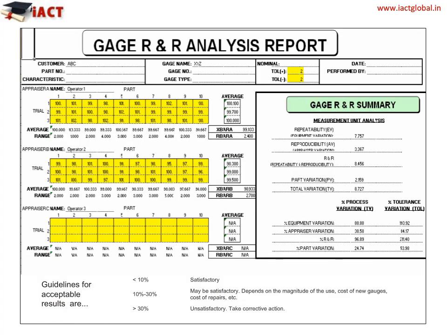Guidelines for acceptable results are as follows. Less than 10% is satisfactory. 10% to 30% may be satisfactory. It depends on the magnitude of use, cost of new gauges, cost of repairs, etc. Greater than 30% is usually not satisfactory and requires corrective action, as is evident in the example. Total variation is 8.7%, which is satisfactory.